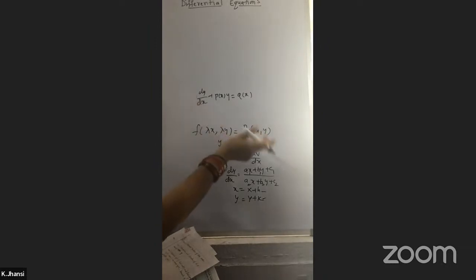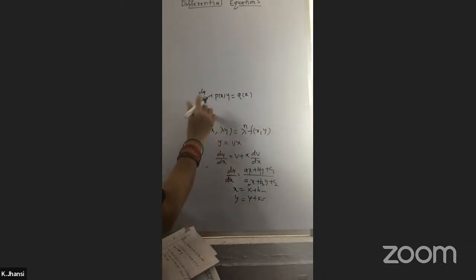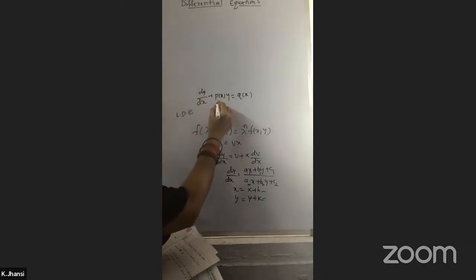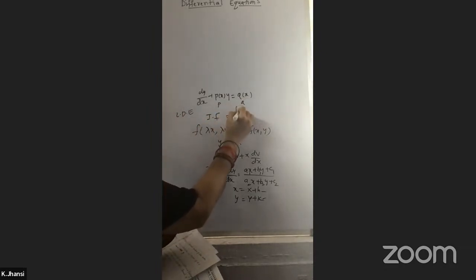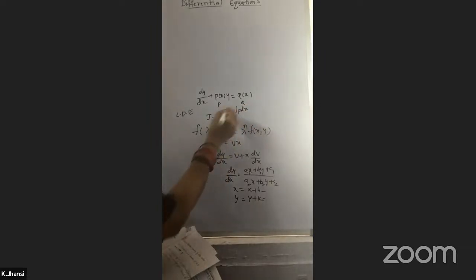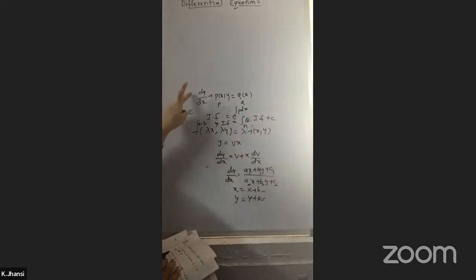By seeing this, you have to identify that it is the linear differential equation. For this, we have to see what p and q are. Then we have to find the integrating factor, that is e to the power of integral p dx. After finding the integrating factor, the general solution is y into IF equals integration of q into IF plus c. So whenever it is a linear differential equation, it should be in this form.